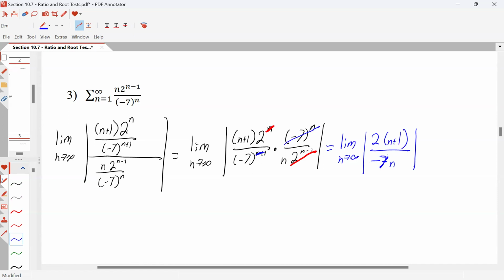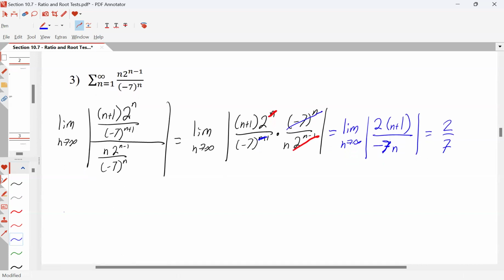This is a very nice rational that we can take the limit of and look at those coefficients. This limit comes out to be 2/7. It's a positive 2/7 because of the absolute value. And now we compare this limit against 1. 2/7 is less than 1. So our series n equals 1 to infinity, n 2 to the n minus 1 over -7 to the n converges absolutely.